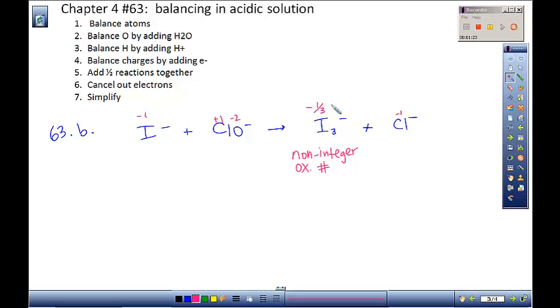Don't worry about it. Just figure out what it would have to be. It doesn't make it any more difficult other than just figuring out what the fraction is. But after you figured it out, we're good to go. From here, we would want to see what has been oxidized and what has been reduced. So in this case, iodine goes from a -1 to -1/3. So it's actually increasing its oxidation number, so it's being oxidized.